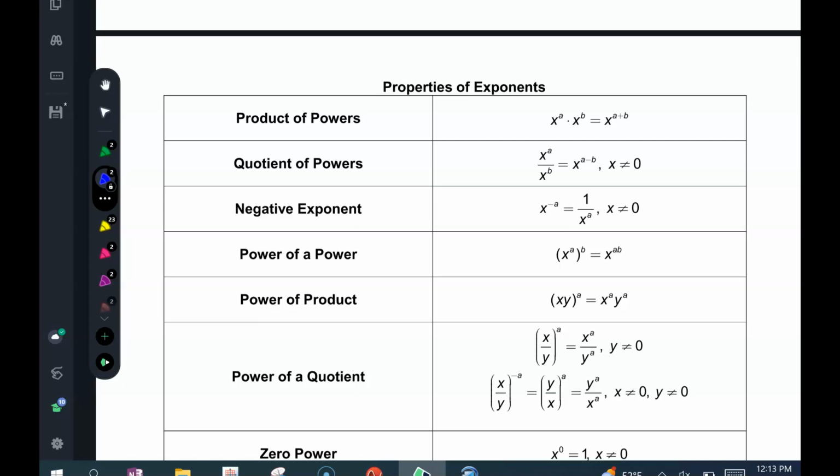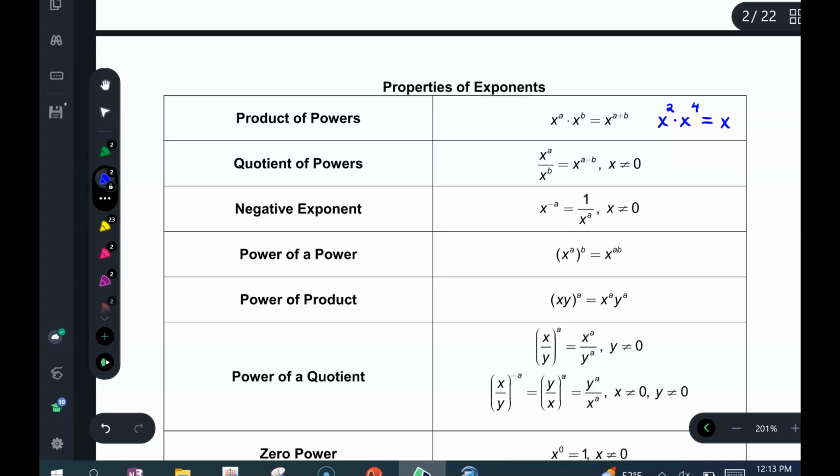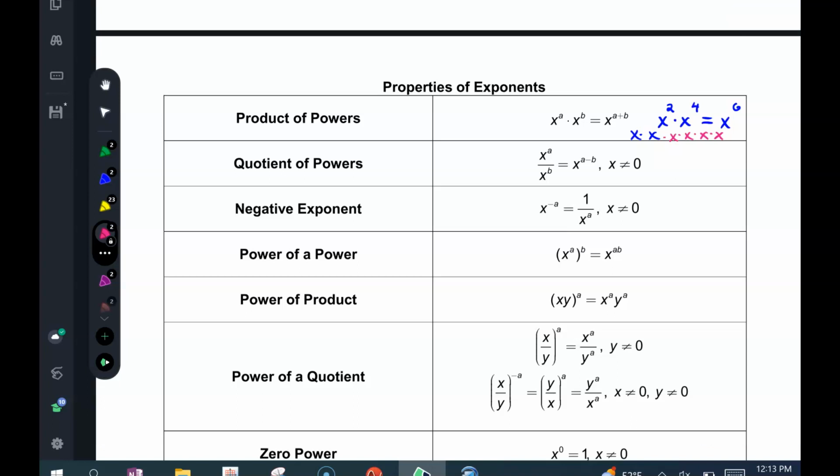Let's say the first one, if I have x squared times x to the fourth, that becomes x to the 6. So when you have the same base, you add the exponents. Because think about this. What does x squared mean? You have x times x. And what does x to the fourth mean? You have 4 of them. So how many total do you have? 6 of them. So it makes sense that you add those exponents.